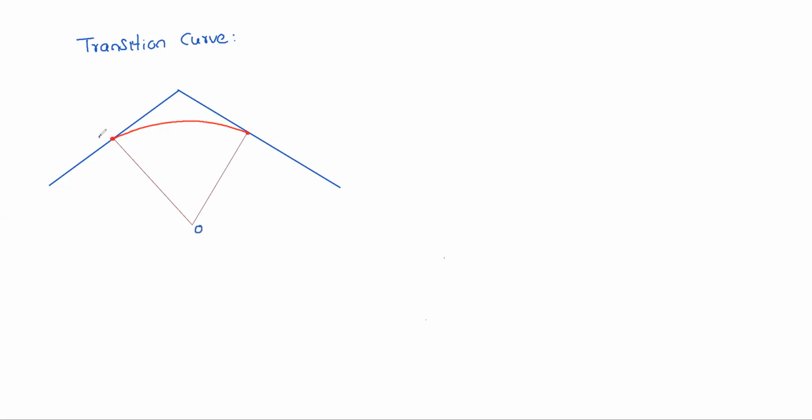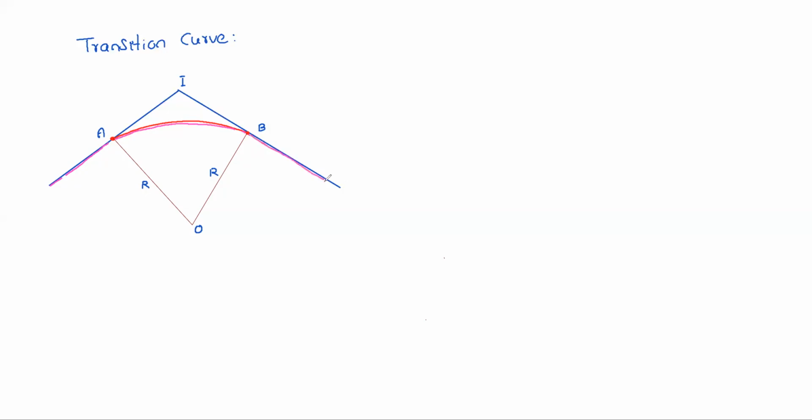Point O, point A, point B, this is the radius R. This is the intersection point. So you can join these two straight lines like this. Okay. Now our road is this one. This pink colored one is the road.